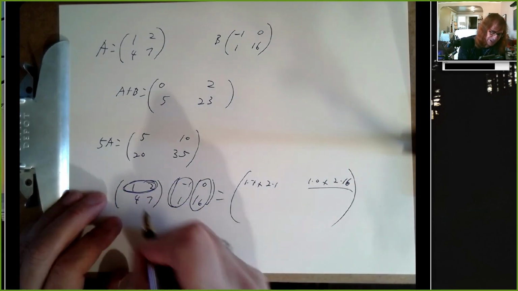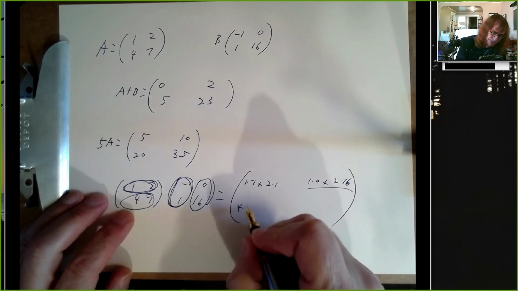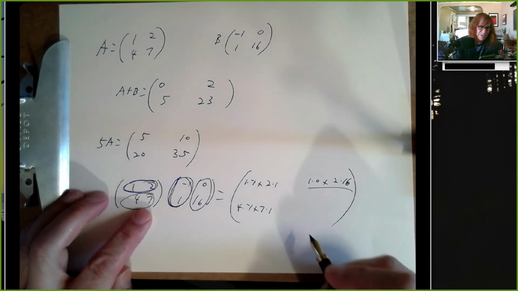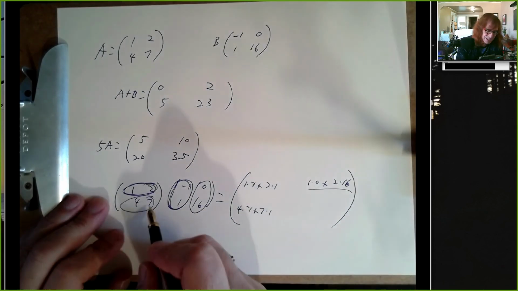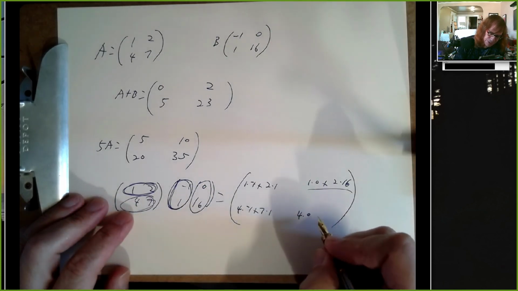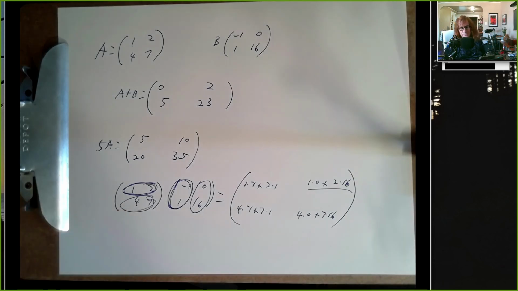Second row, first column, we'll take the second row here and the first column and dot them. So 4 times negative 1 plus 7 times 1. And second row, second column, we'll take the second row here and the second column here and dot them. So this will be 4 times 0 plus 7 times 16. And you calculate those and you get another 2 by 2 matrix. Yeah, it's very much like foiling.